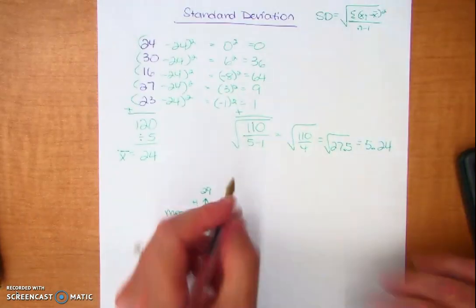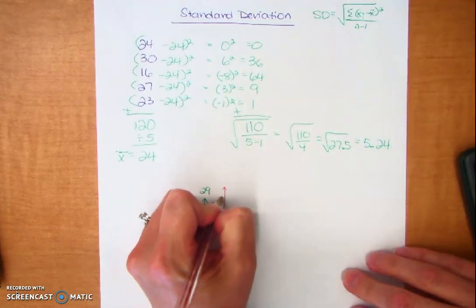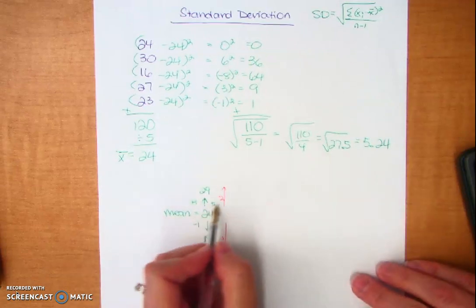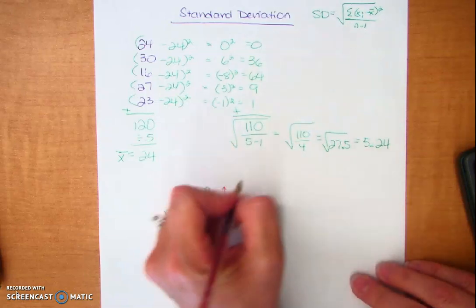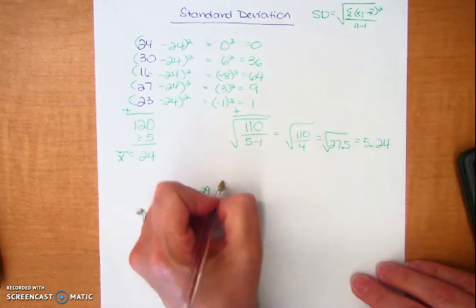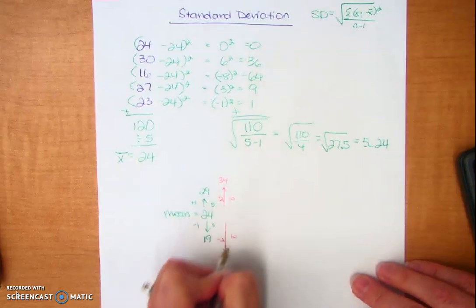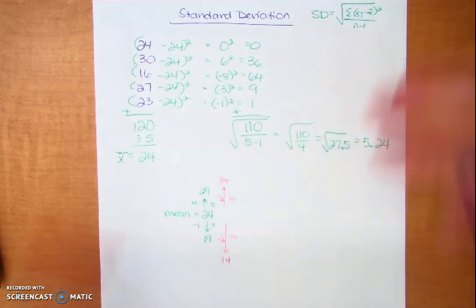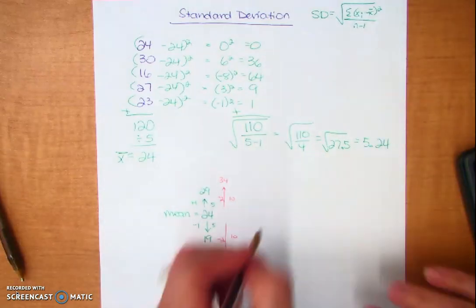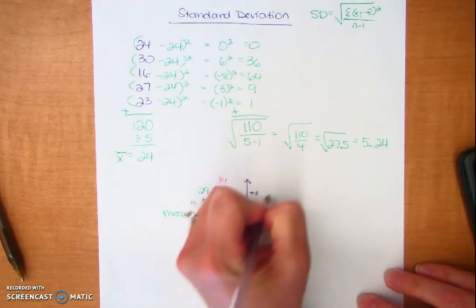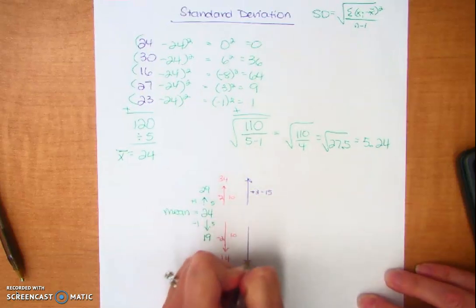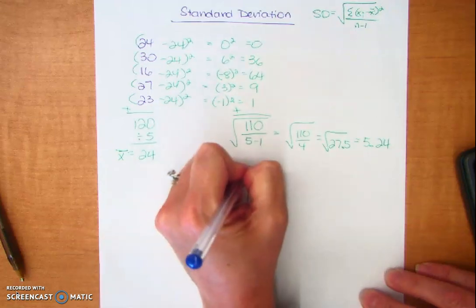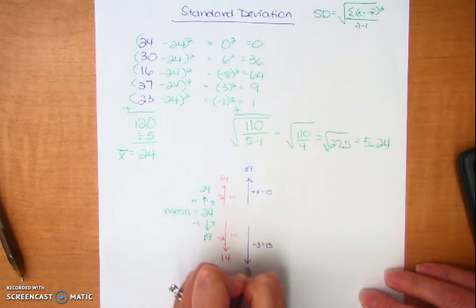Then, let me get a different color pen. Let's say we go up 2 and down 2, okay? So if 1 is 5, 2 is going to be 10, so that's going to be 24 up 10 to 34, down 10 to 14, okay? And then let's say we do one more, up 3, which is going to be 15, and down 3, which is going to be 15 down. So 24 plus 15 is 39, 24 minus 15 is 9.